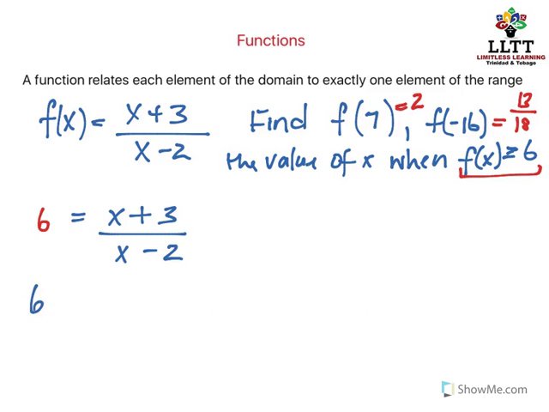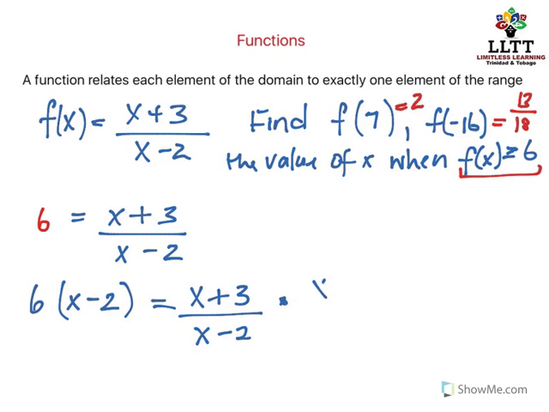So I get 6, which was here before, times x minus 2 is equal to x plus 3 over x minus 2 multiplied by, I'll put it as a dot, multiplied by x minus 2. Now remember, if I have something like 4 over 3 multiplied by 3, my 3's can cancel. That's why we multiplied by x minus 2, because this is going to cancel with this. So I am left with 6 times x minus 2 is equal to x plus 3.